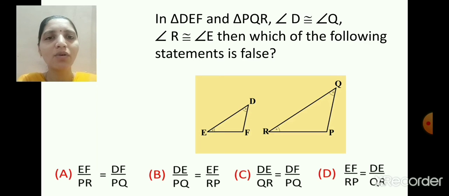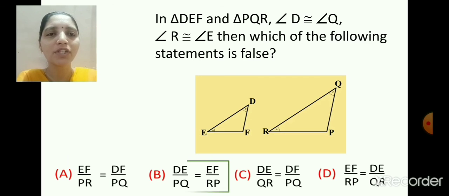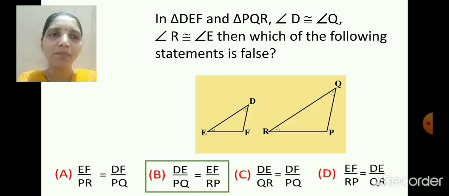So let's find out. First option, EF upon PR is equal to DF upon PQ. That is also correct. Now the correspondence is given to you. According to that, you have to find the ratio of their corresponding sides. So in this sum, option B is the false statement, that is DE upon PQ is equal to EF upon RP. What will come here? DE upon QR is the correct answer. So here PQ is given, which means this statement is the wrong statement.